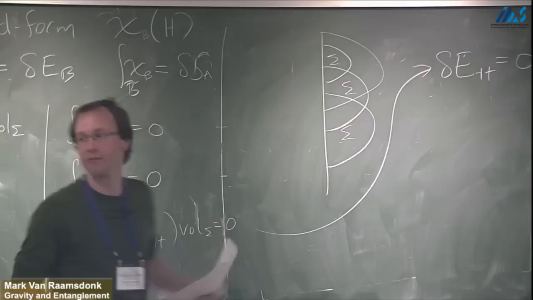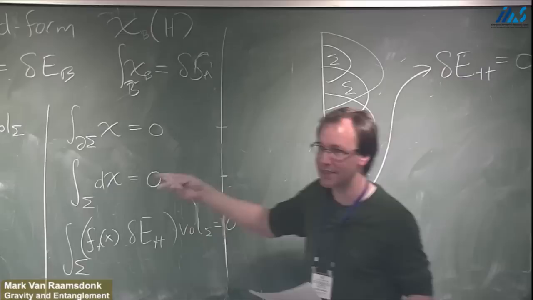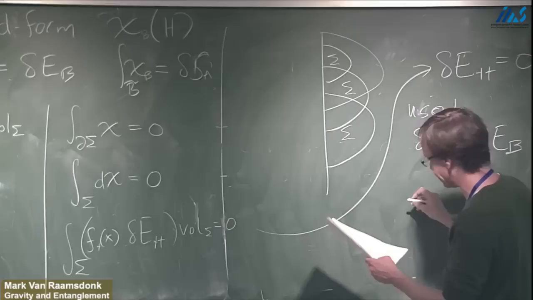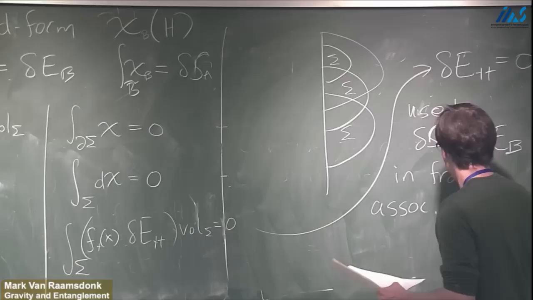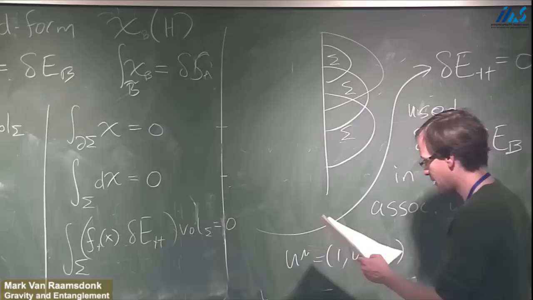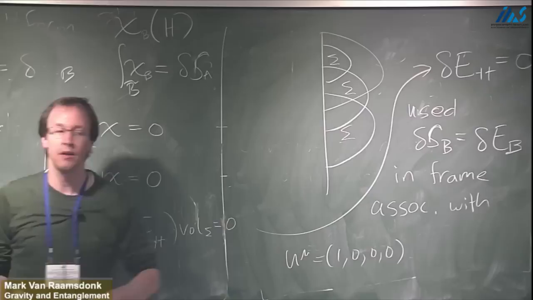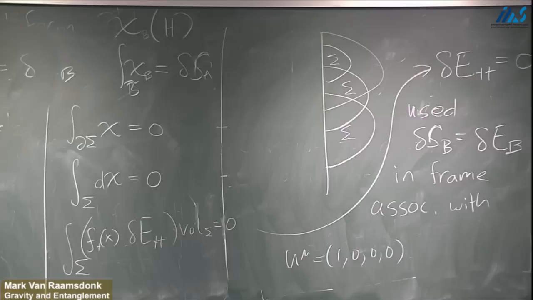Okay. So of course this is only the TT component, but we had that same problem before with our previous expression, and the resolution is the same. We used this delta S equals delta E constraint in only one frame of reference, the frame associated with U mu equals 1, 0, 0, 0. And in that frame of reference, what we showed is that U mu, U nu times delta E mu nu is equal to 0. Now we could do it in any other frame of reference and show the same thing. And the only way for this to be true for every possible time-like U is for delta E mu nu to be equal to 0.